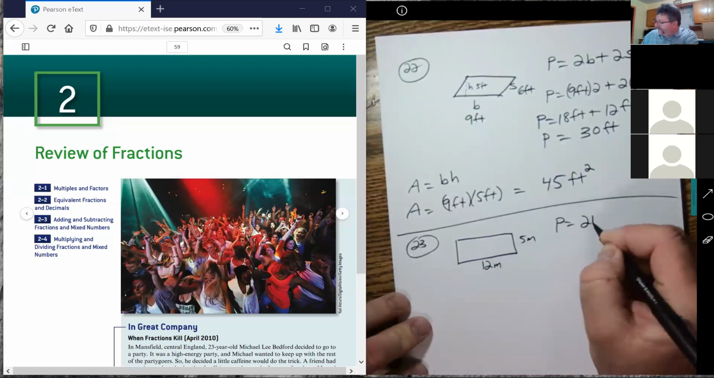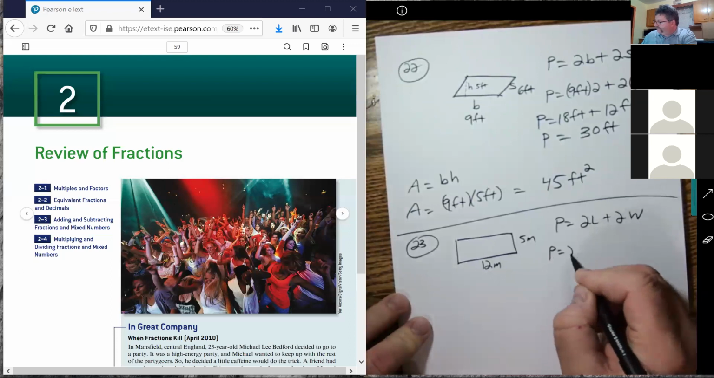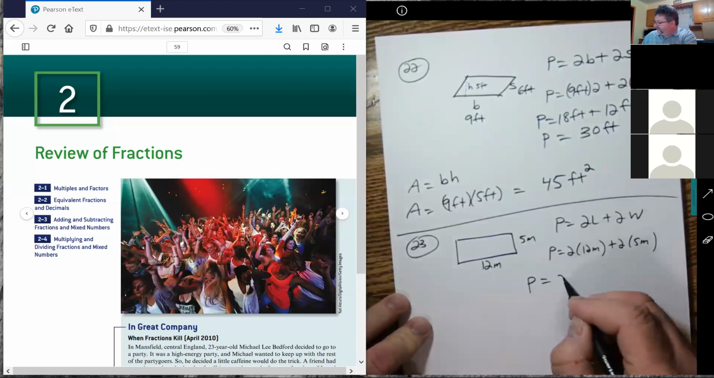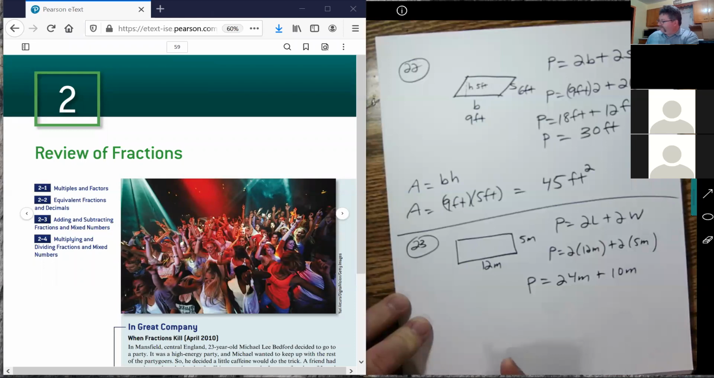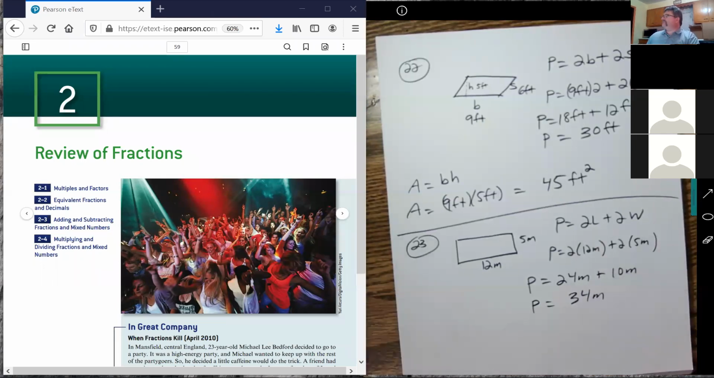Perimeter is twice the length plus twice the width, okay? So 2 times 12 meters plus 2 times 5 meters. So 24 meters plus 10 meters. So the perimeter is going to be 34 meters.